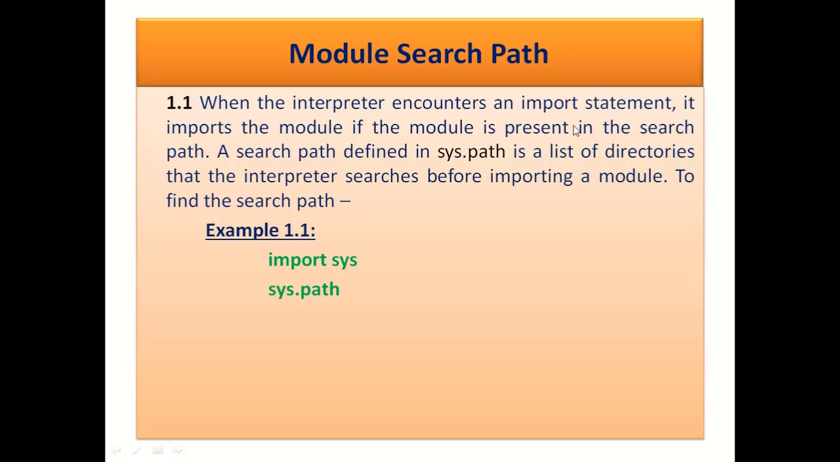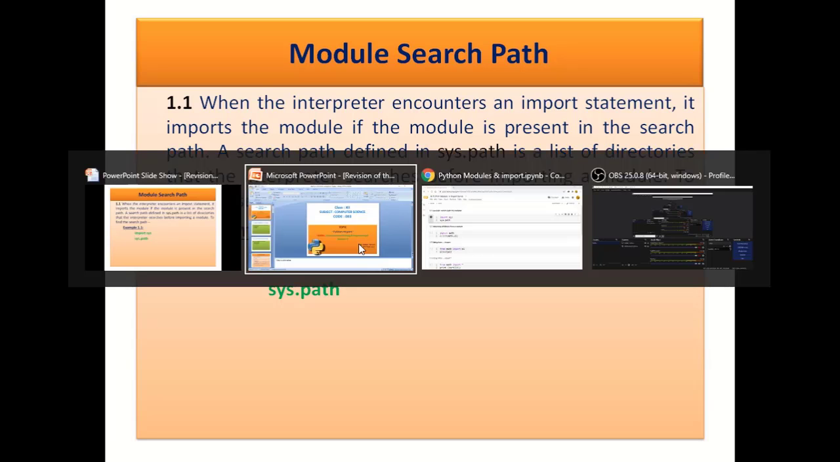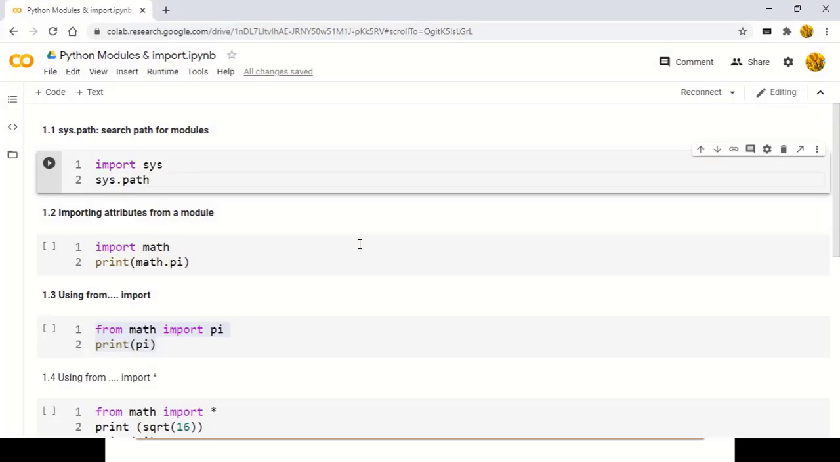So when the interpreter encounters an import statement, it imports a module if the module is present in the search path. sys.path is a list of directories that the interpreter searches before importing a module. So how can we find the path of modules in a program? Here is the code, a small code: import sys and sys.path. Let's try and execute it and see what the outcome of this code will be.